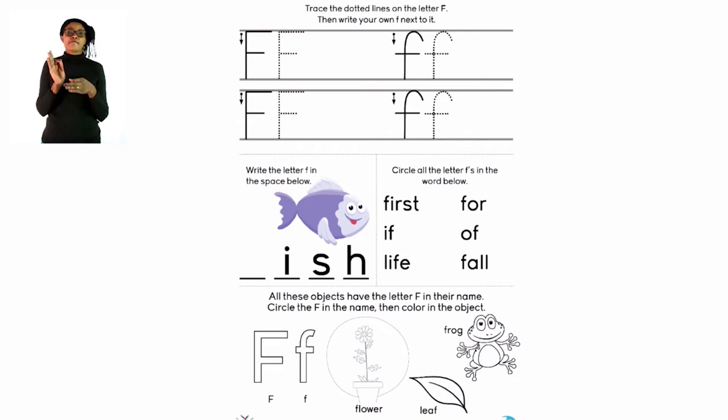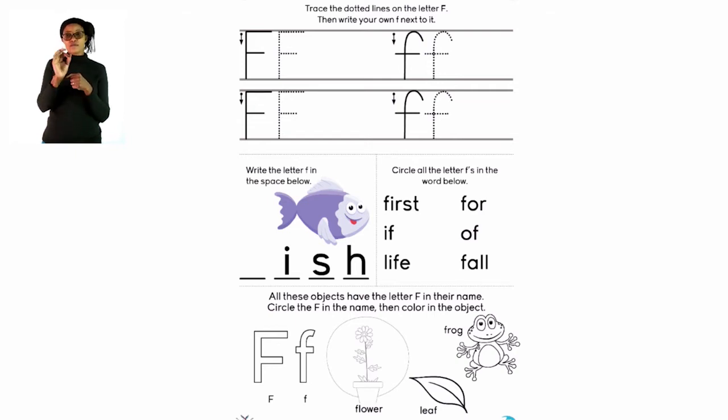Can we think of a few things starting with F? I can think of fish, frog, and there are many things that start with the letter F. Trace the dotted lines on the letter F. Then write your own F next to it.